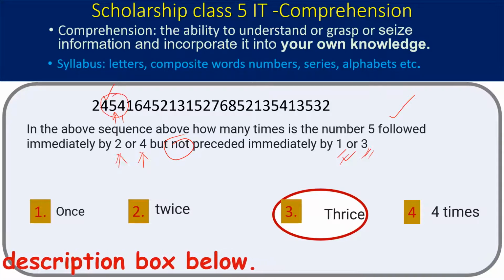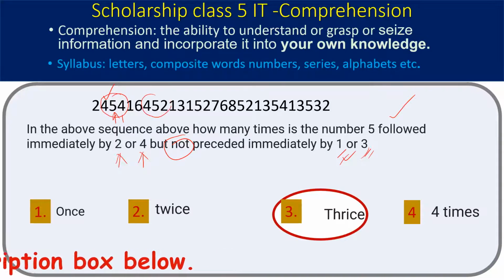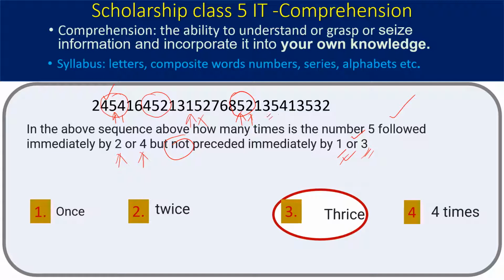Here is 5 followed by 2 preceded by 4, no problem. Followed by 2 but preceded by 1, this won't come. Here is 5 followed by 2 preceded by 8, other than 1 or 3. So that also will come. So that's why not preceded immediately by 1 or 3. That can be any other number than 1 or 3. Again, here 5 followed by 4 but preceded by 3. 5 followed by 3 not permitted. It should be followed by 2 or 4. So we are having 3 times as the answer for this question.